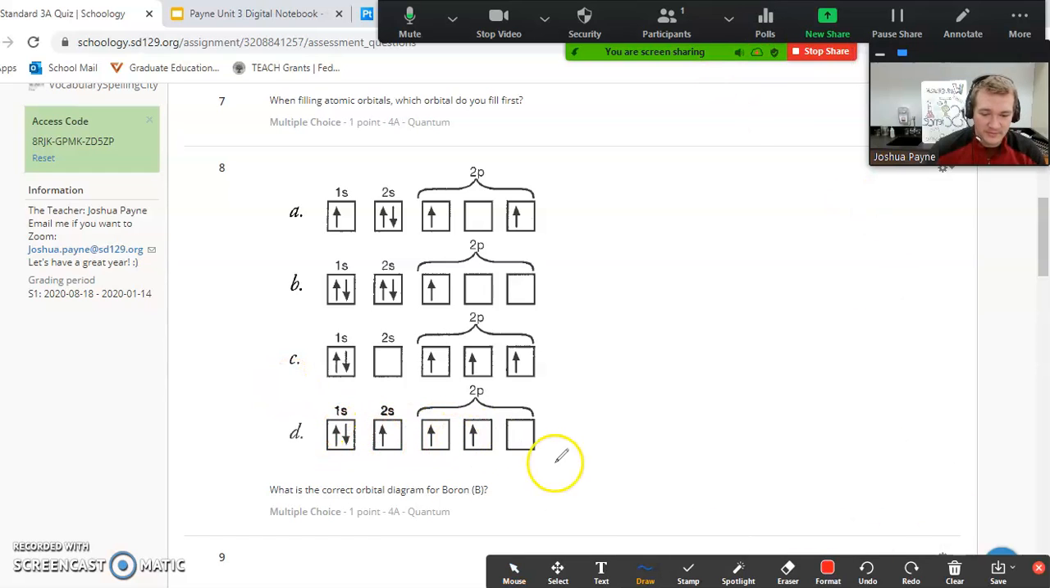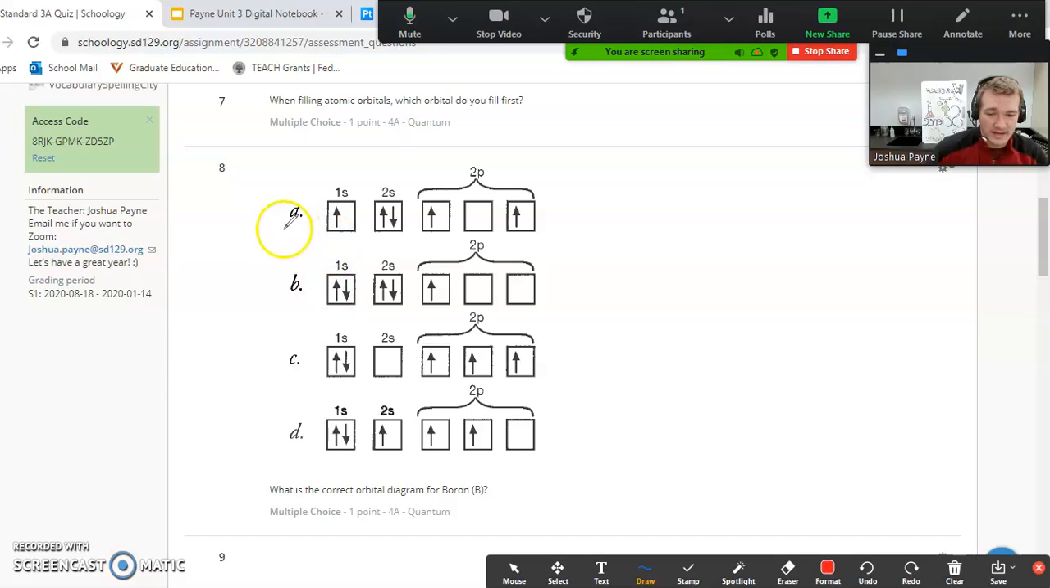We have 1, 2, 3, 4, 5. That one's good. We have 1, 2, 3, 4, 5. That one's good. 1, 2, 3, 4, 5. Okay, so all of them have 5 electrons. So that means they're all the right amount of electrons. Now we have to start filling it up in our own head as if we were writing it out. So we know we always start with 1s1, right? 1s1 and 1s2. We always fill that one up.